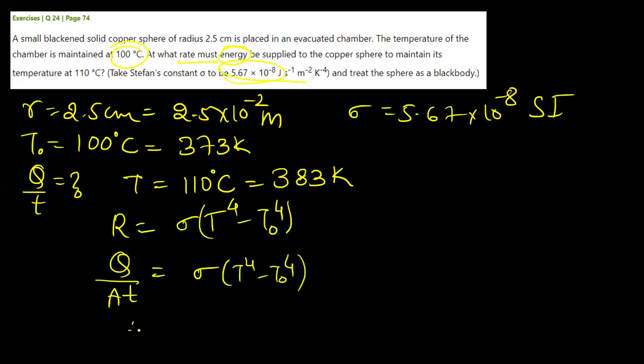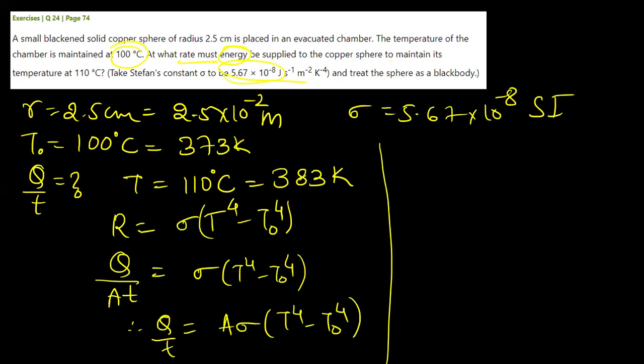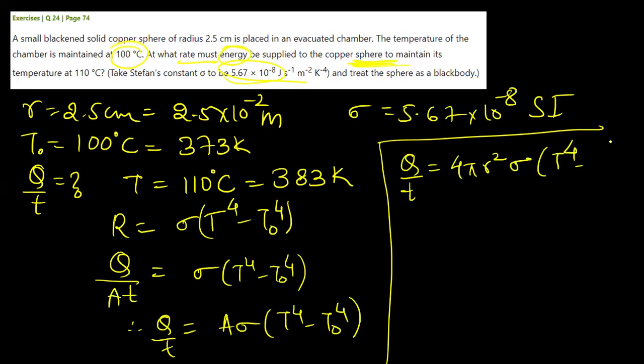And from here, I will write Q upon T equal to A will go in the numerator, A sigma T raised to 4 minus T naught raised to 4. What will be the area? The shape already mentioned in the question is sphere. So area of the sphere. Area of sphere is 4 pi r square. That's why radius was given, into sigma T raised to 4 minus T naught raised to 4.